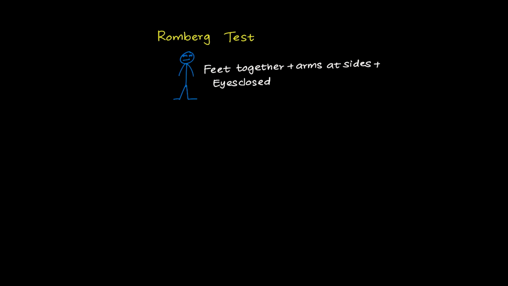The Romberg test removes vision by closing the eyes. If the patient can stay steady with eyes closed, their proprioception and vestibular system are working fine. If they sway significantly or start to fall, that's a positive Romberg suggesting cerebellar dysfunction or impaired proprioception.